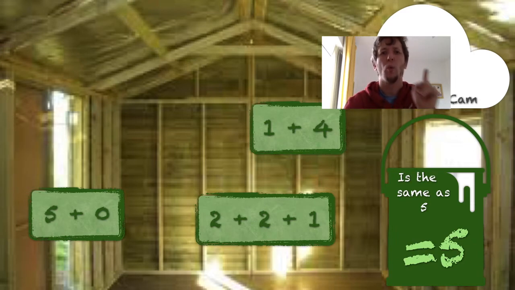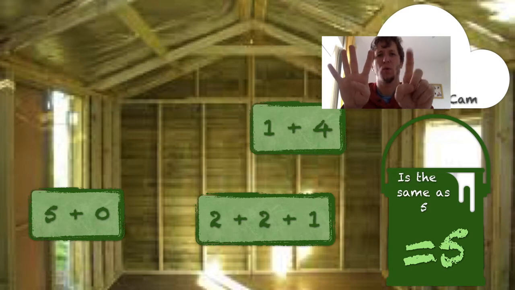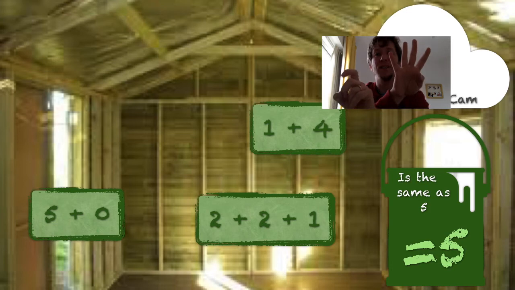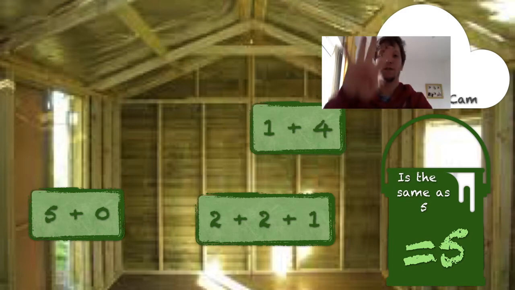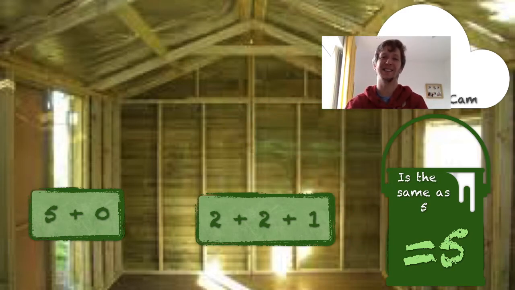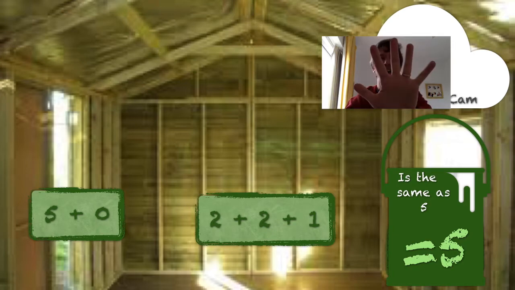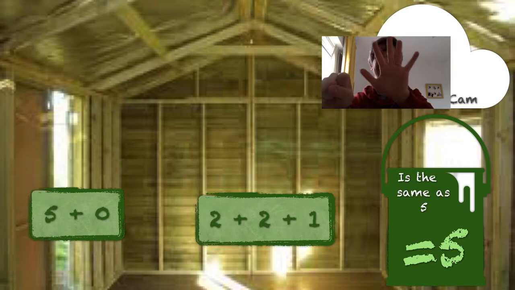Right. 1 and 4. Well, we know that 5 is 1 more than 4, so if we've got 4 and 1 more is going to be 5. 1 and 4 is the same as 5. Excellent. 5 and 0. Well, that's 5, isn't it? Because if we're not adding anything else to 5, it stays as 5.